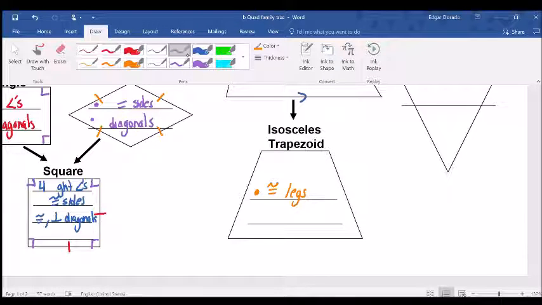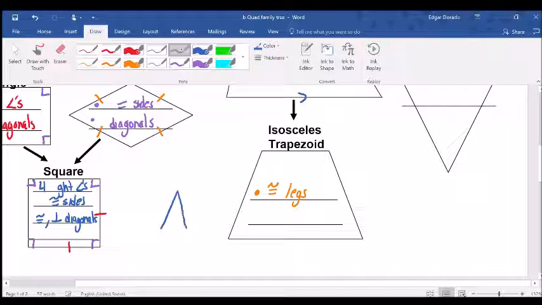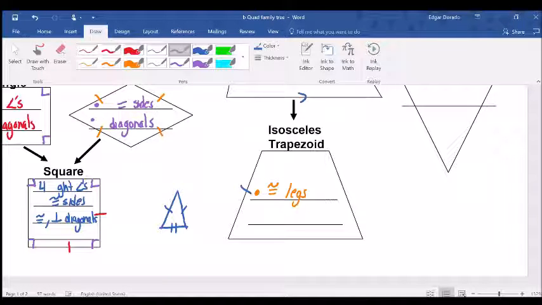Well, let's see. So remember, think about an isosceles triangle, right, guys? We have two sides that are congruent, and then the third side is different. So in this case, we have these two sides that are congruent. So those are my legs. We have congruent legs. We also have congruent base angles. Okay, what does that mean?